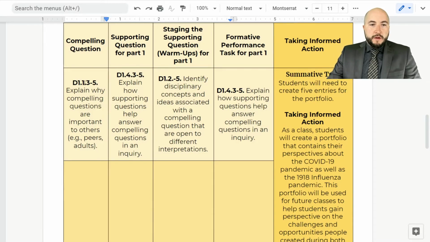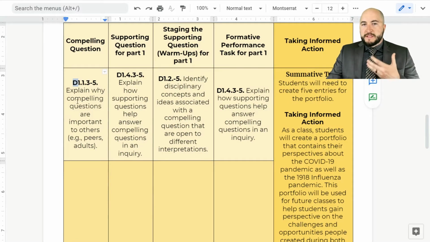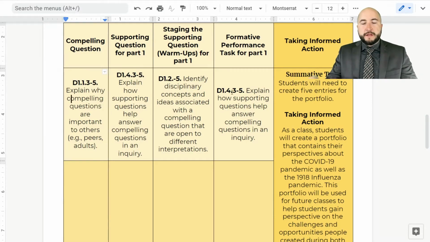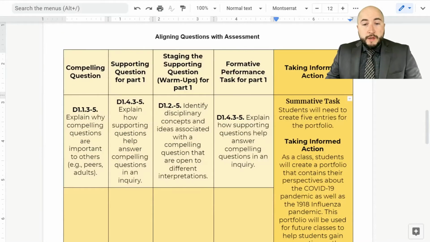And down here we see we have new standards to work with, and these all come from the C3 framework. See where it says D1? That means it comes from that first part of the C3 framework. So the things I just showed you, this is just them organized in a way to help us figure out exactly how they're going to be organized to help us find that compelling question and supporting question. All right, so we're going to go ahead and start working on this, and we're going to come up with a compelling question that connects to our taking informed action or our summative task.